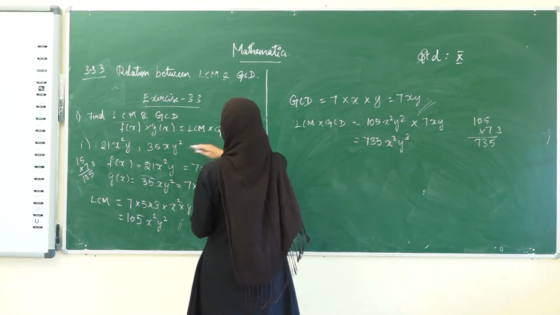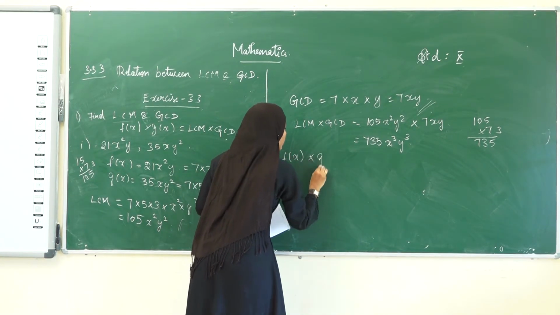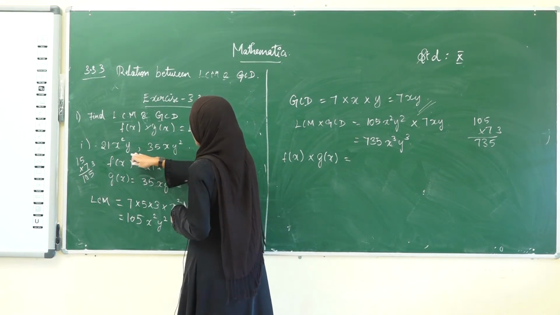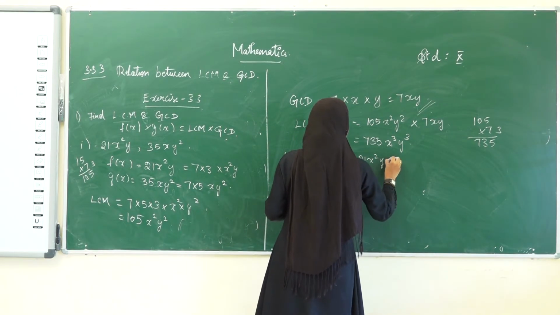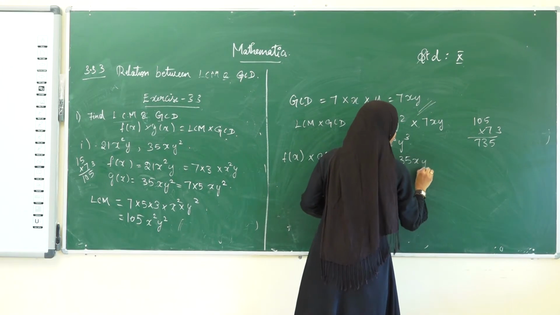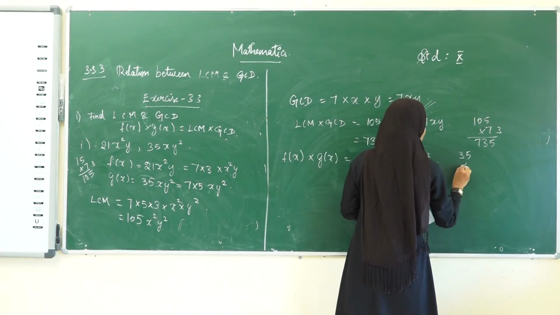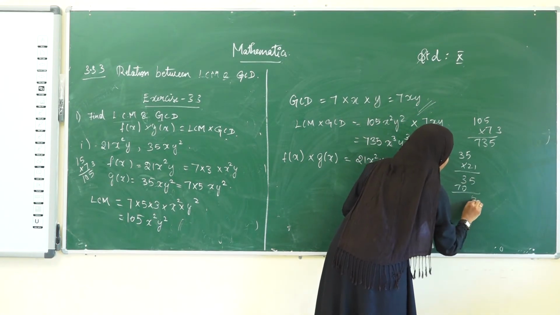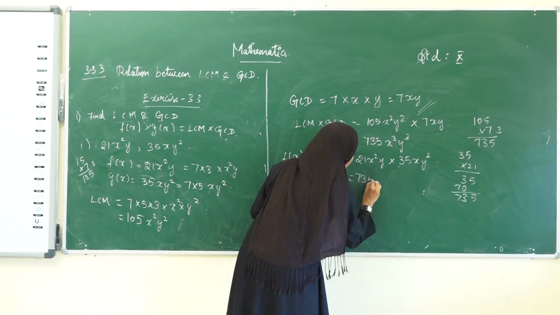Okay, and again we have to find f of x into g of x. What's the value given here? 21 x square y into 35 x y square. Okay, we are going to multiply this. 35 into 21 is 735.